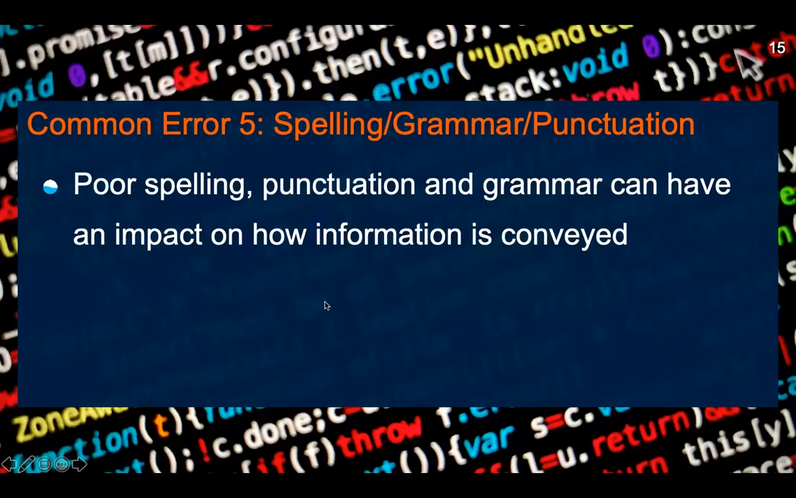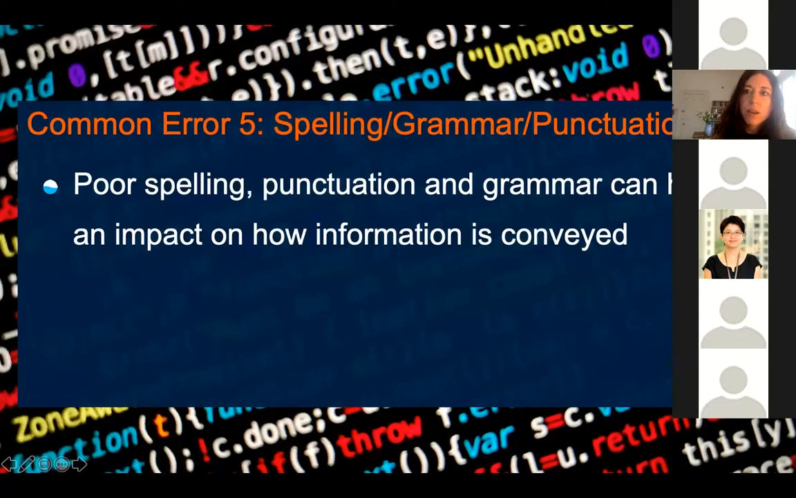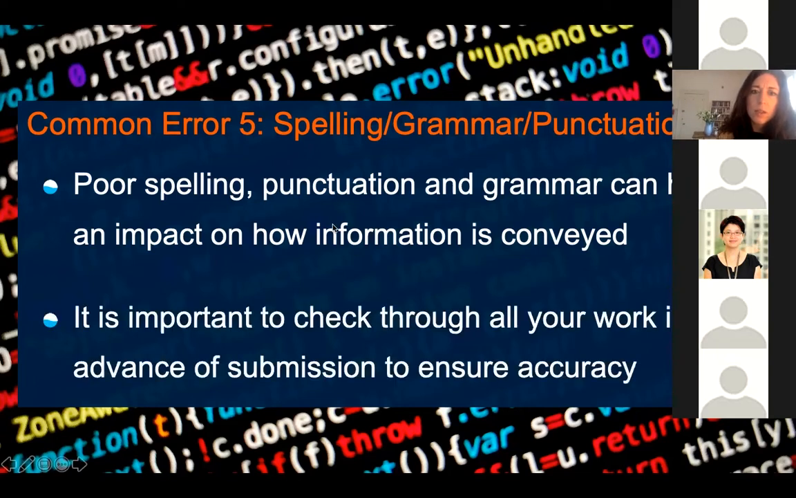Common error 5, and it's something important to highlight. Spelling, grammar, and punctuation are all really important. Poor spelling, punctuation, and grammar can have an impact on how information is conveyed. You could have a good essay or a good piece of work, but if it's presented poorly, it'll just bring down marks unnecessarily, especially as there are so many ways you can check your work before submitting the final thing. So check through all your work in advance of submission to ensure accuracy.